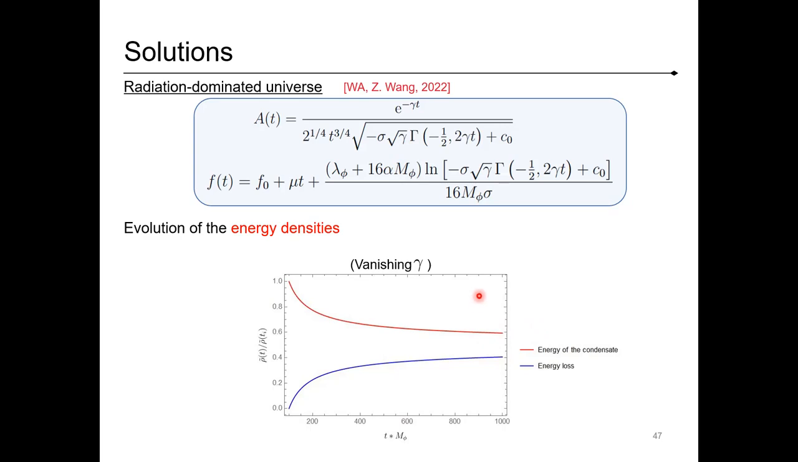Actually, I have a question. You said we can do the perturbative analysis when the time-dependent mass is smaller than the bare mass. When non-perturbative effects, such as parametric resonance, are important, can this non-equilibrium QFT, I mean the quantum effect, also be relevant?